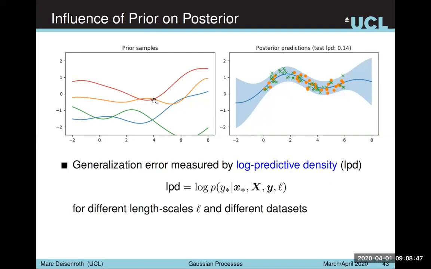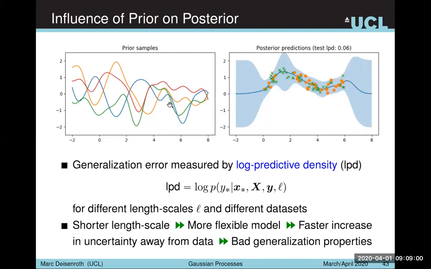So I'm going to now do the same thing here. I'm going to keep the same data set, training and test data set, but I'm going to change the length scale now. What we can see now is that if we make the length scale shorter, our functions look a bit more wiggly in some sense. We discussed this at relative length yesterday.